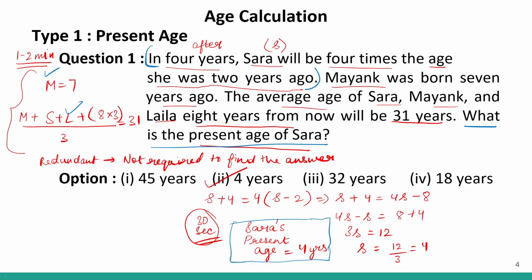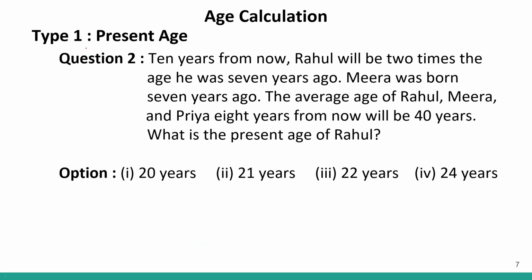Answer will be option number 2, 4 years. Now, question number 2. Again, if you look at this question, 10 years from now, Rahul will be 2 times the age he was 7 years ago.